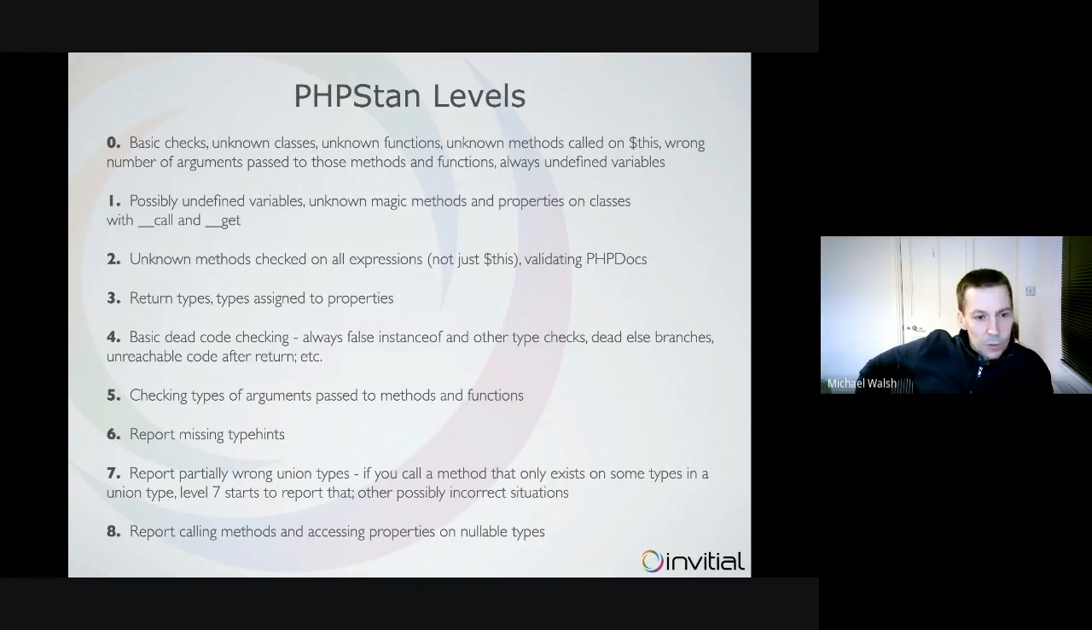So level 2, unknown methods checked on all expressions. In level 0, it will check for methods that are unknown within this scope, whereas level 2 will expand that to all objects. So when you're using an object outside of the scope of this, it will check that as well. And then it will do the validating of the PHP docs.